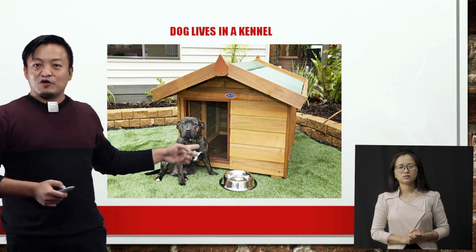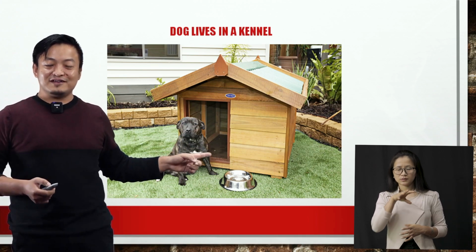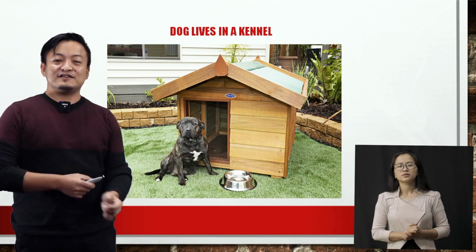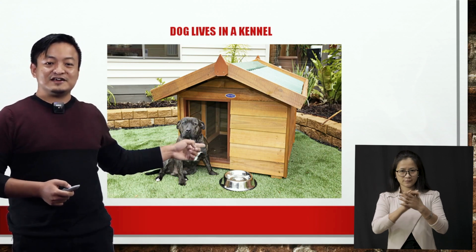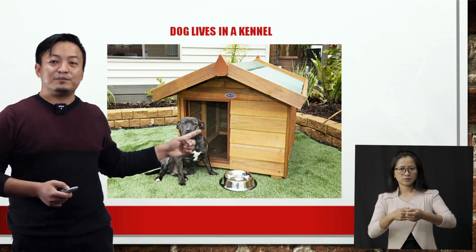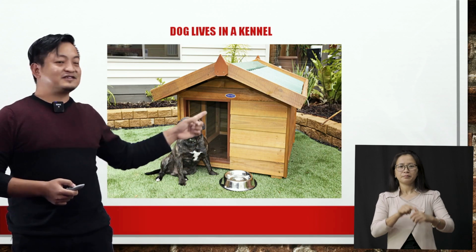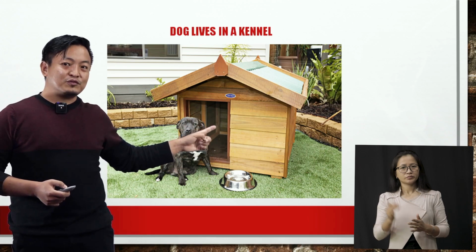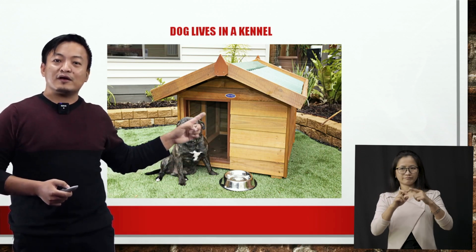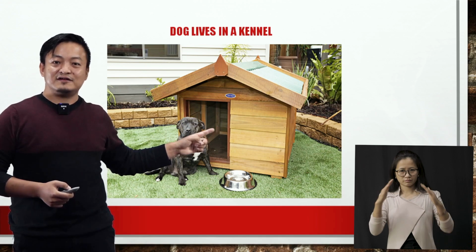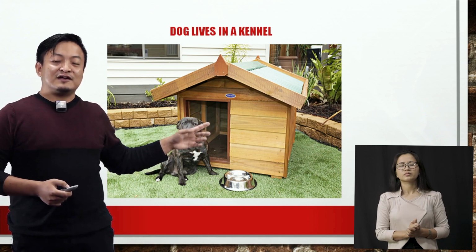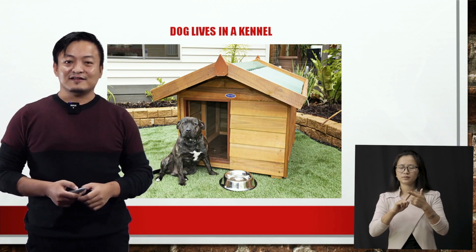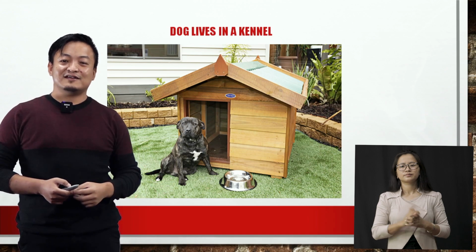Now, this is a dog. You're all familiar with a dog, right? You all love dogs, right? So this is Tane's best friend, and she has named him Brownie. And you can see the house where Brownie lives. Do you know what we call this type of house where the dog takes shelter? We call it a kennel. Kennel. So a dog lives in a kennel.